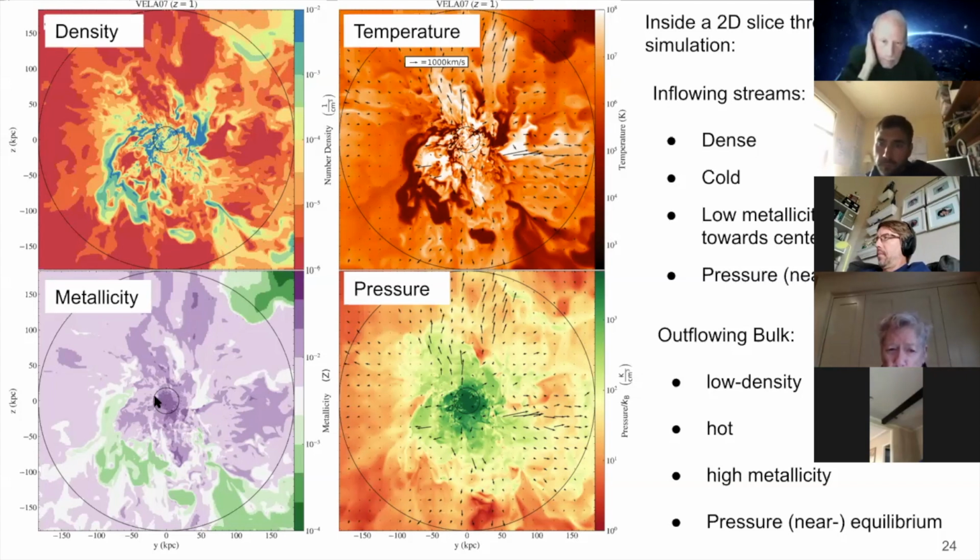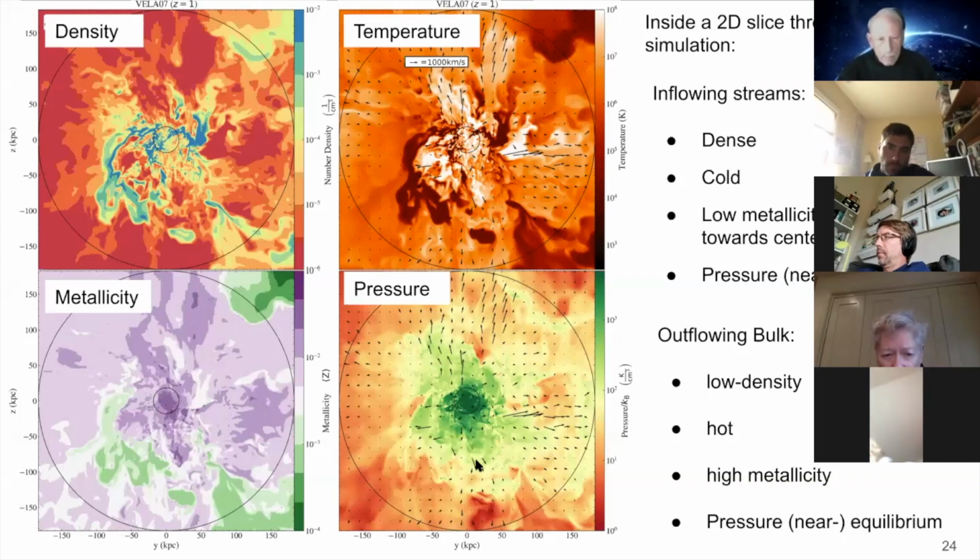Third, we're going to look at metallicity. This is how many metals there are per unit mass, or what's the total metal mass compared to the total mass, the metal fraction basically. And we see these same things highlighted. So these streams are also lower metallicity than the surrounding outflowing bulk, although they are increasing in metallicity as you go towards the center. And we're going to interpret that, and we'll talk about this later, as metals being entrained onto these inflowing streams.